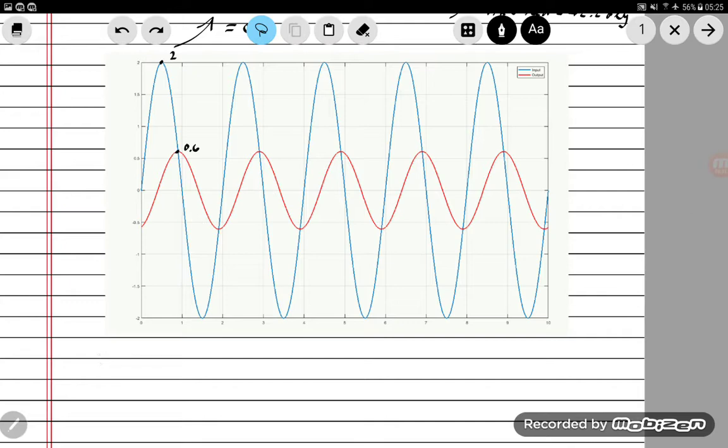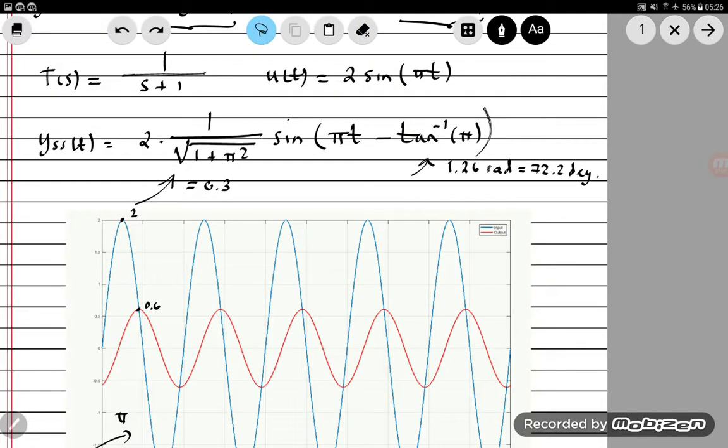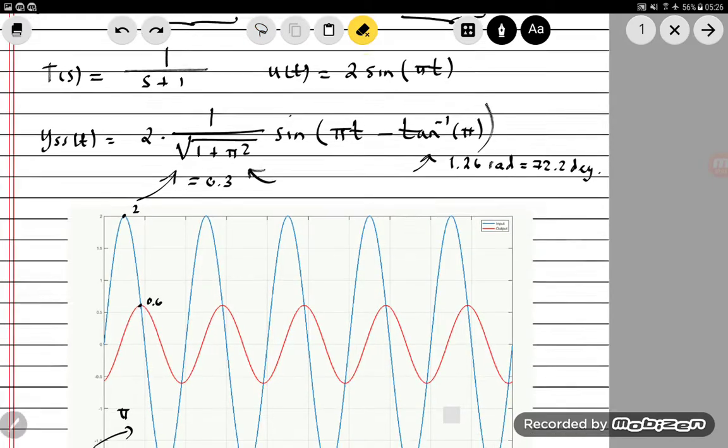So we can say that, alright, we know that this frequency is at pi radians per second. So our amplification factor should be then output over the input, so that should be about 0.3, and that is exactly what we got when we did the maths. Okay.